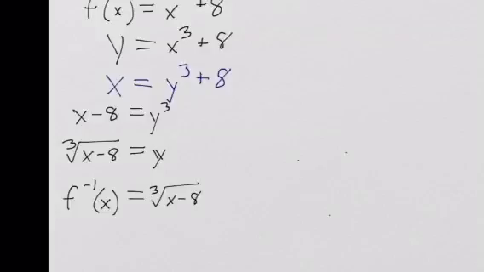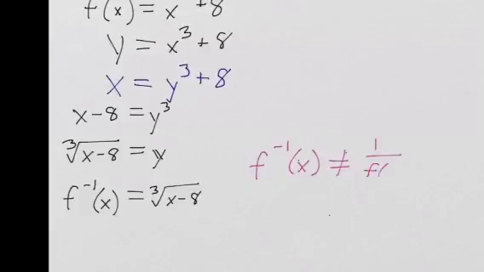Now, something to be careful of here. F inverse of x is not the same thing as 1 over f of x. That's completely separate notation from the stuff we did earlier with functional arithmetic. The F inverse operator just means we're undoing the operation. So that's how you find the inverse of a function.